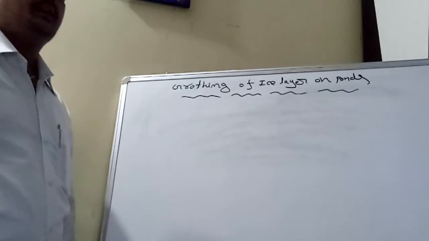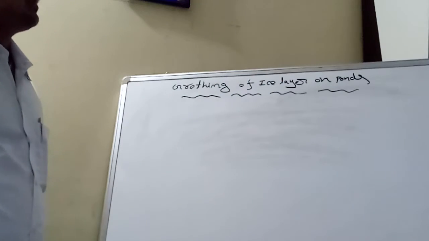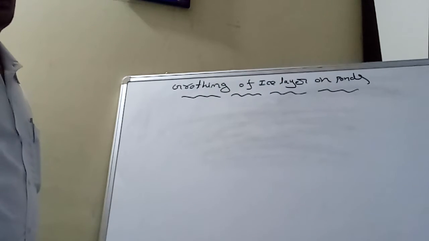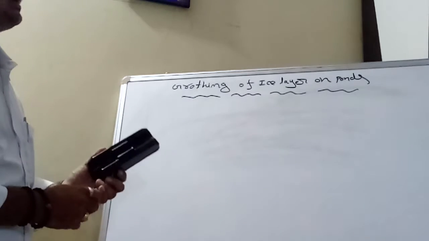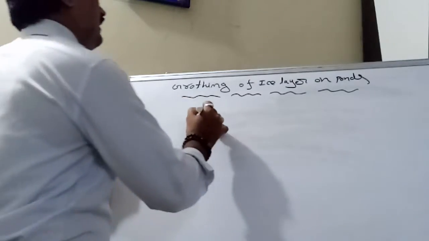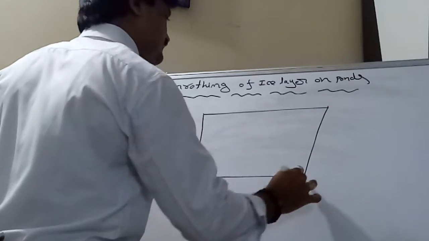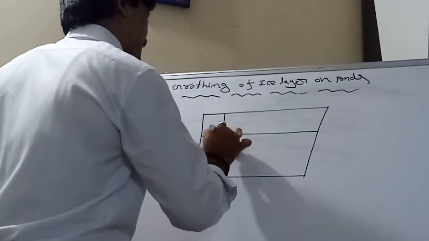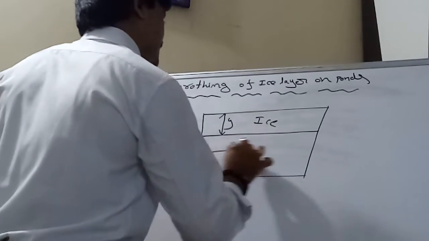Good morning students. Heat transfer, conduction: growth of an ice layer on ponds. When the atmosphere temperature is reduced to 0 degrees centigrade, the water in the lake will also start freezing. At any time t, what is the thickness of the ice in the lake?